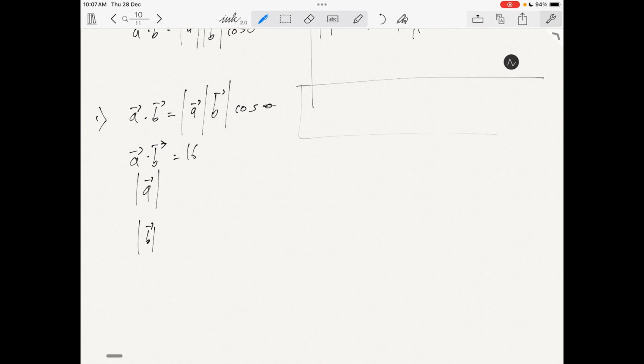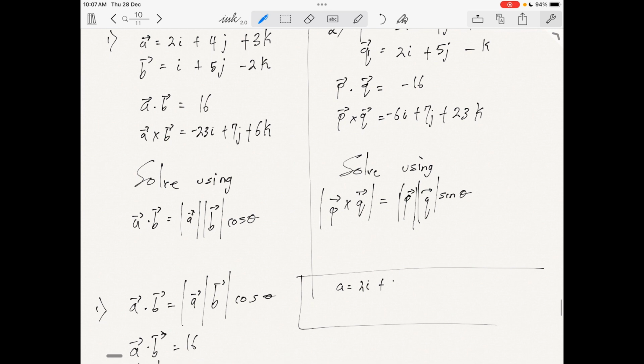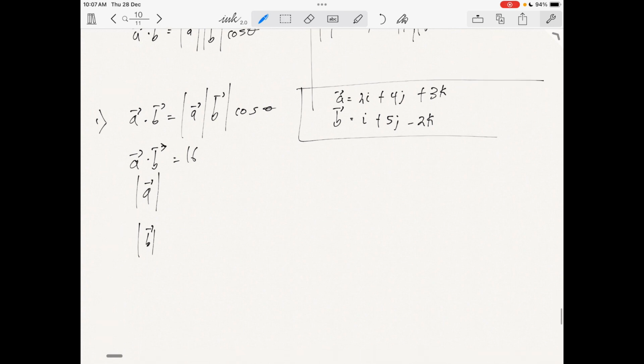We have that a in our question, a is equal to 2i plus 4j plus 3k, and b is equal to i plus 5j minus 2k. Now, as we recall in our first video on vectors, the modulus of a will be the square root of the sum of the individual squares. That's 2 squared plus 4 squared plus 3 squared. The modulus of b will be 1 squared plus 5 squared plus minus 2 squared.